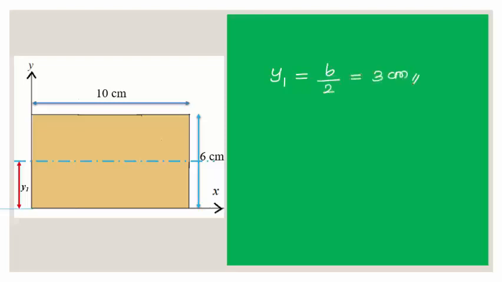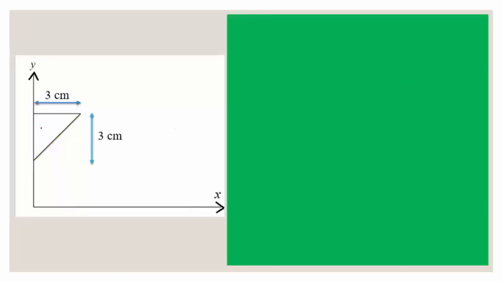Next, considering the second section we have considered, we can calculate the area of this section using the formula of half into b into h. So the area of the second section is 4.5 centimeters square. We need to locate the centroid of the second section along the x and y axis.